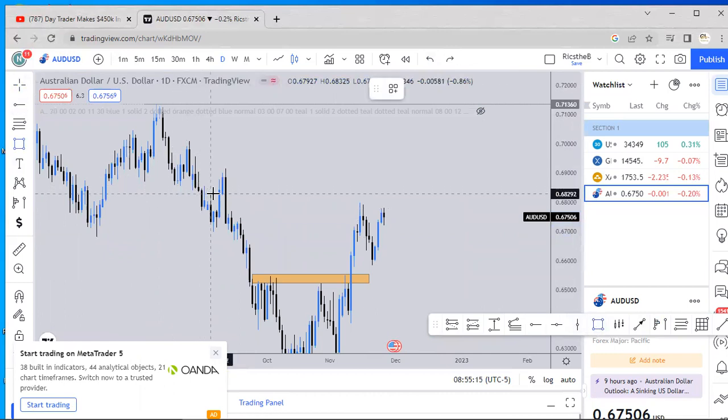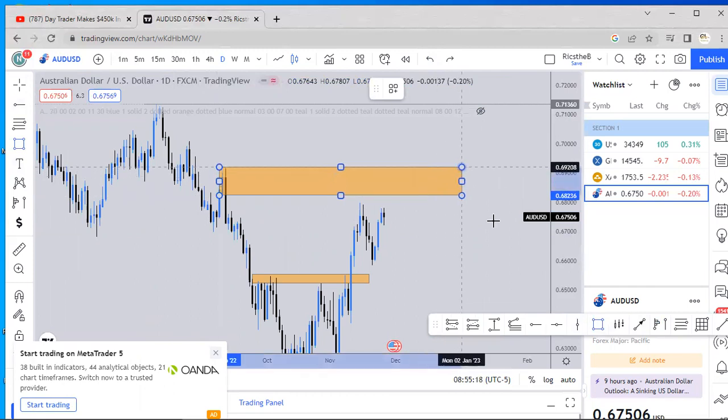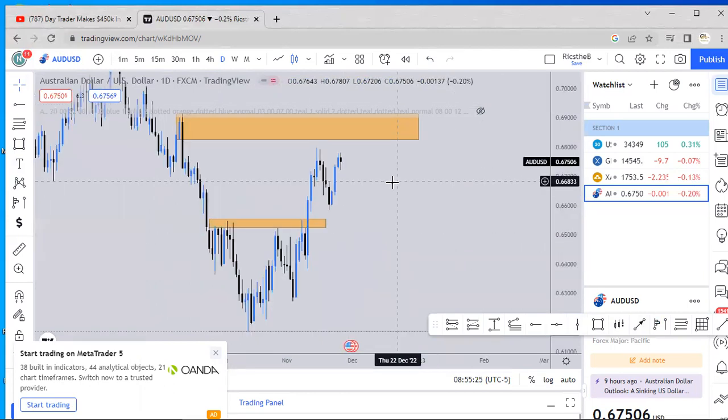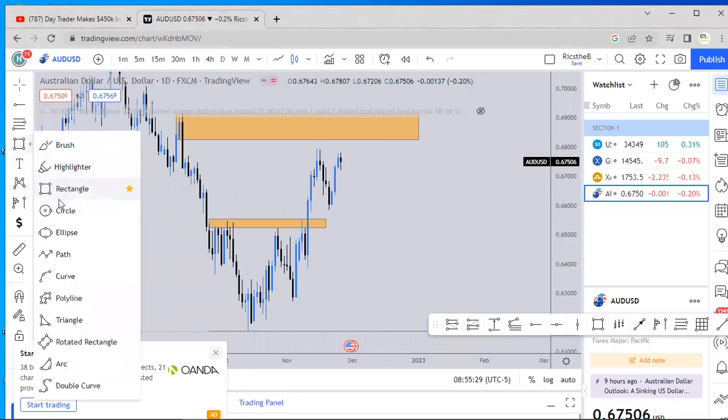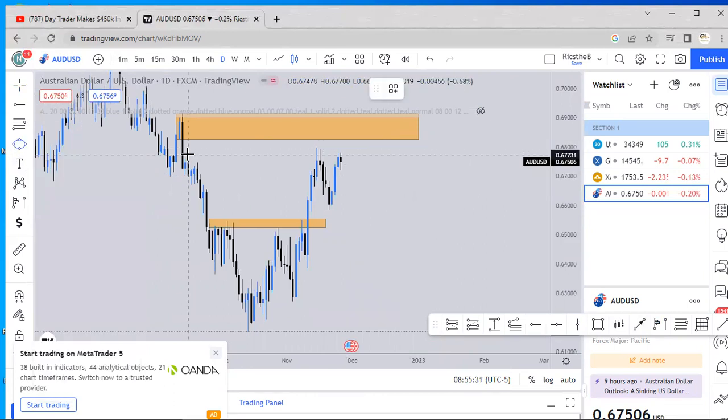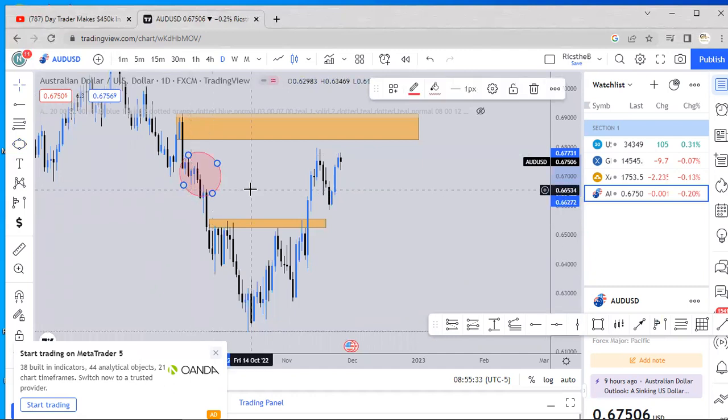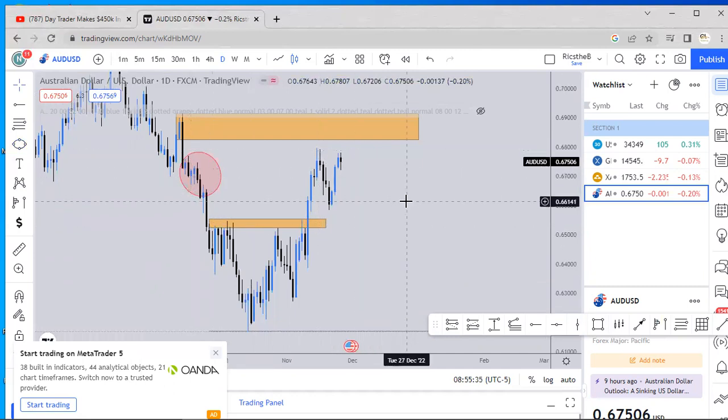Price will probably be coming to this area of supply. This could potentially be the first area where we could see some rejection in this pair. Why? Because this was clear liquidity that was formed right here. This was liquidity, and price is already taking it.